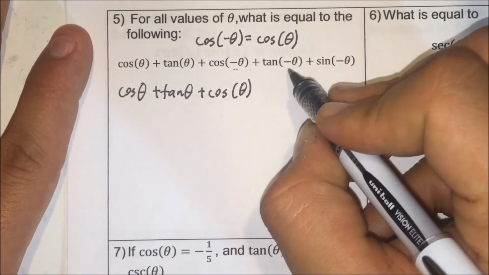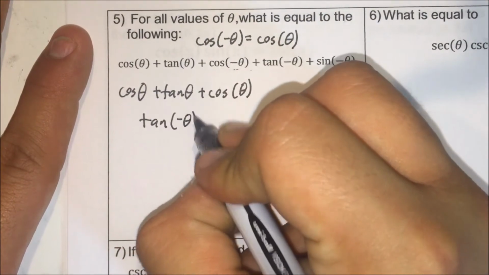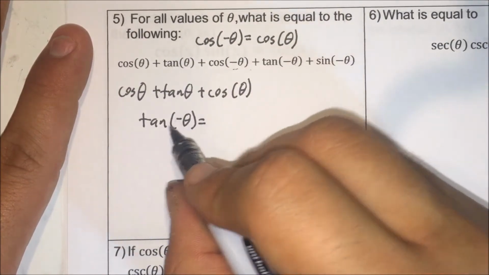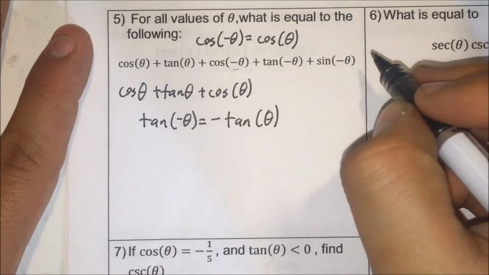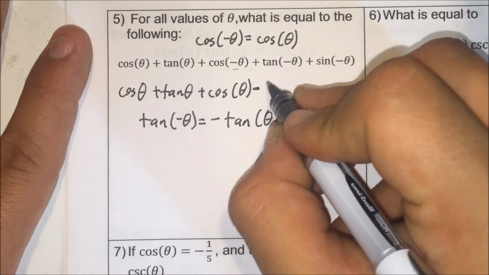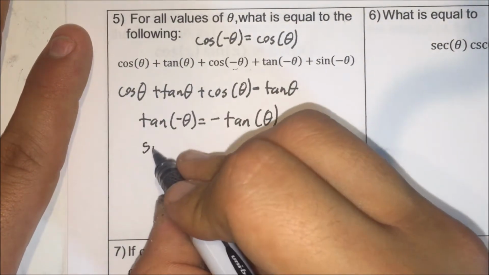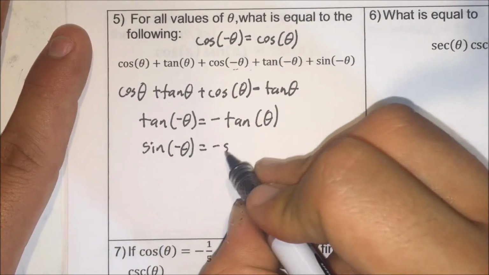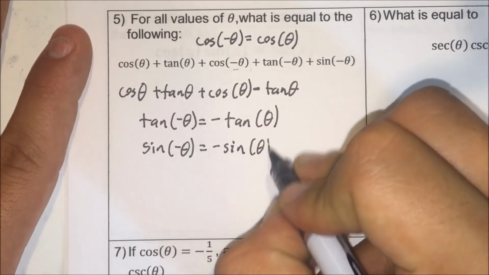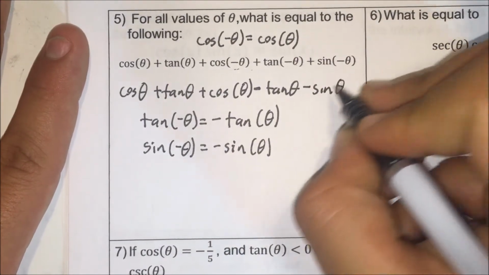Tangent's a different story though, because recall that if I have tangent of negative theta, that's the same as pulling the negative in front of the tangent. So that is going to be minus tangent here. And sine is the same story. I also pull the negative out. So sine of negative theta is minus sine of theta.